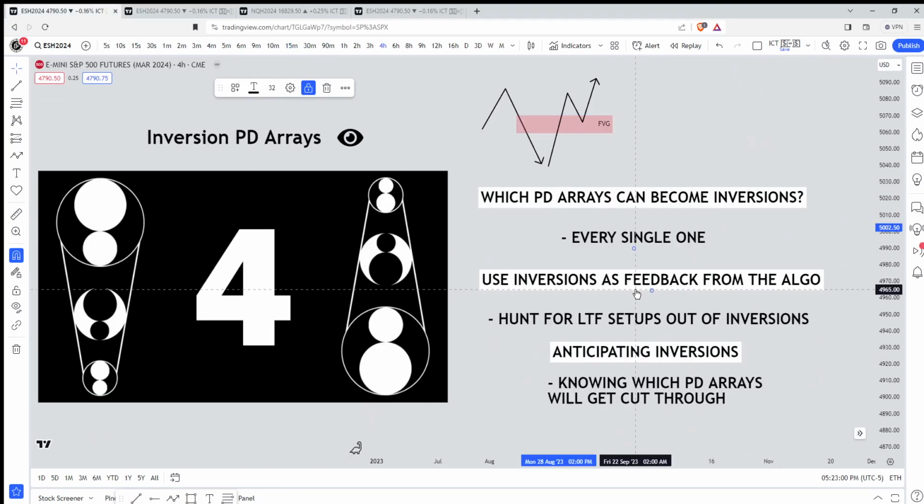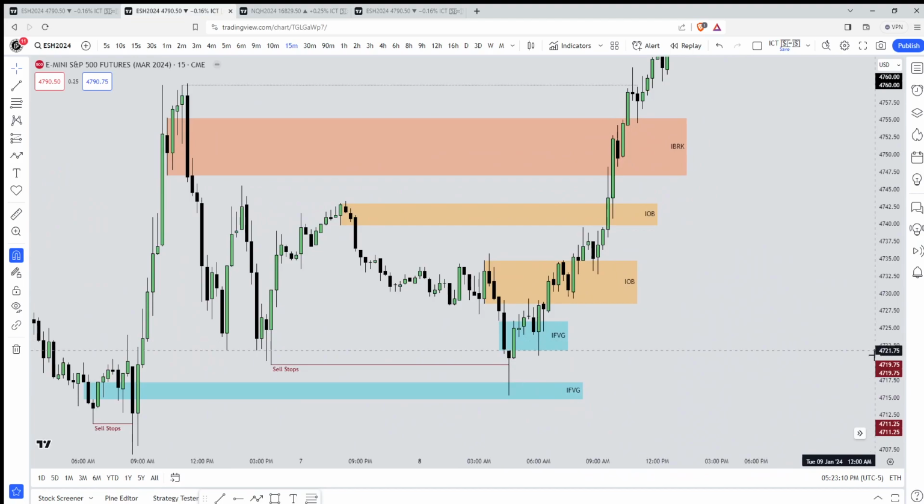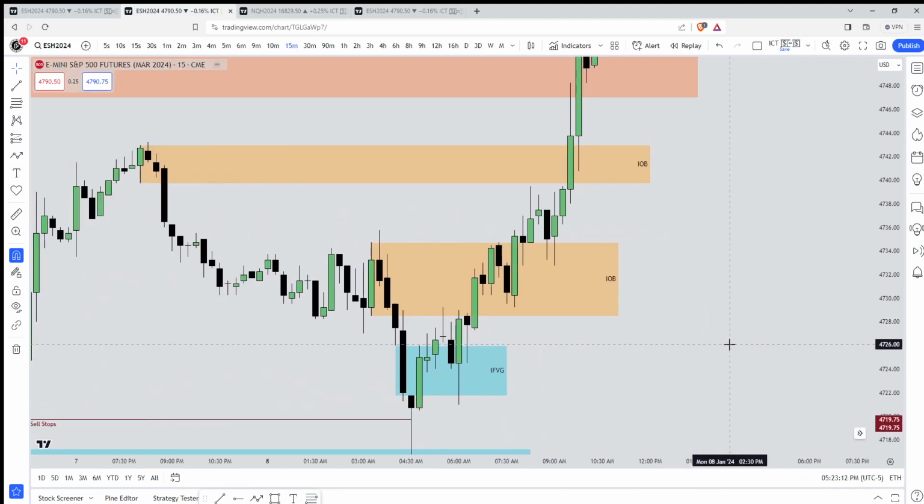The next thing I have written down, what we just talked about, is using inversions as feedback from the algo. How about hunting for lower time frame setups out of these inversions? When we're anticipating price to trade higher, I want all of you to study this on your own chart. Spend a lot of time just looking at it. The more you look at something, the more your mind gets used to seeing it, and the easier you'll be able to recognize these signatures in price action.